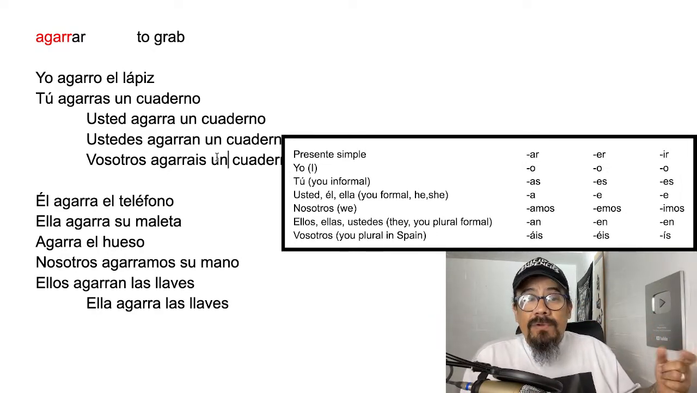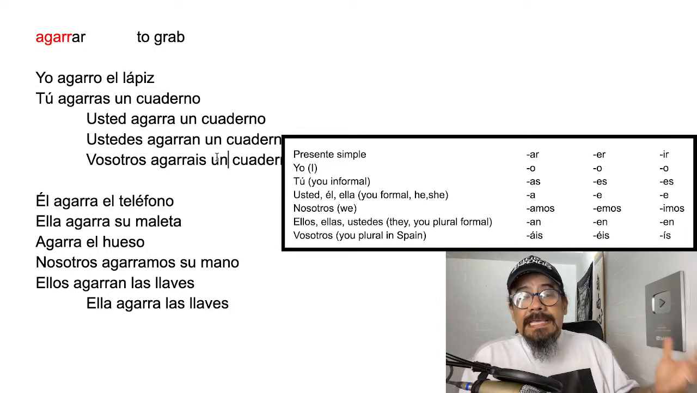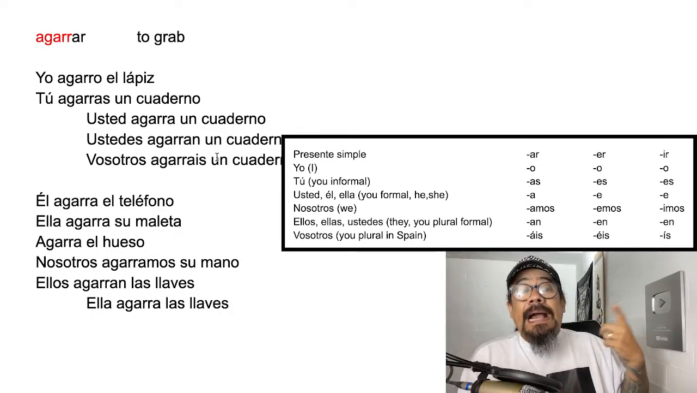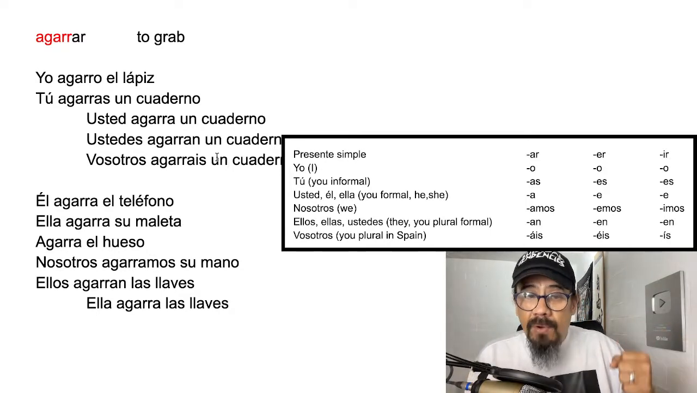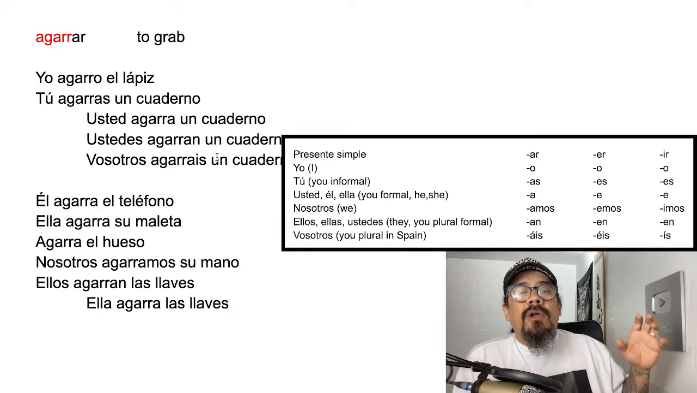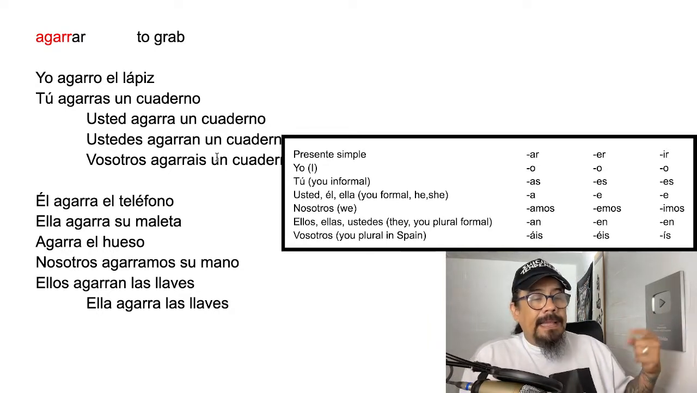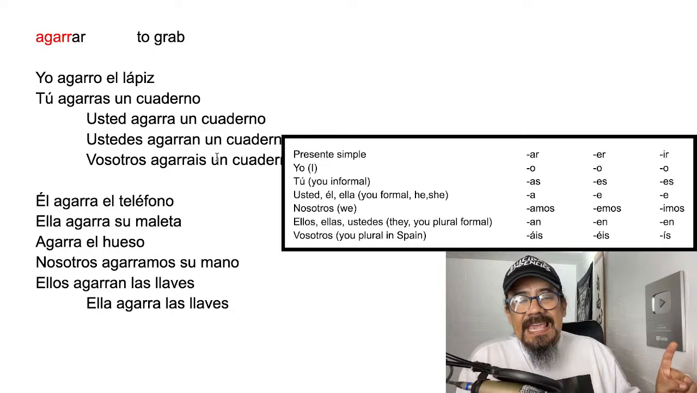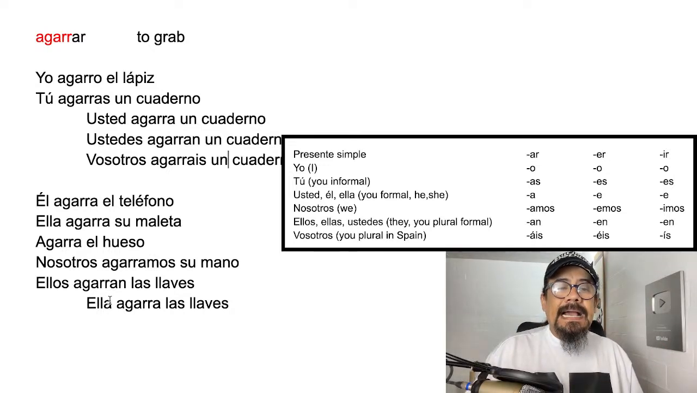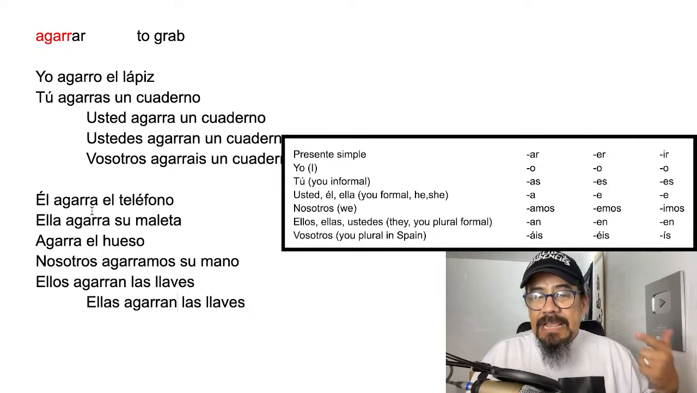Él agarra el teléfono. He grabs the phone. Ella agarra su maleta. She grabs her suitcase. Agarra el hueso. It grabs the bone. Nosotros agarramos su mano. We grab her hand. Ellos agarran las llaves. They grab the keys. Ellas agarran las llaves. They grab the keys.